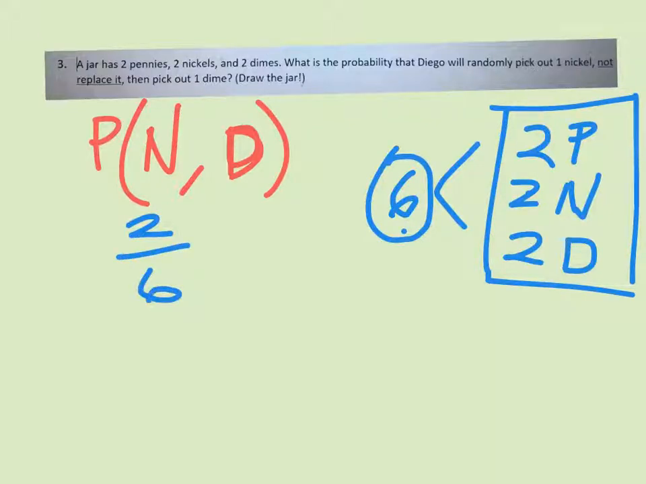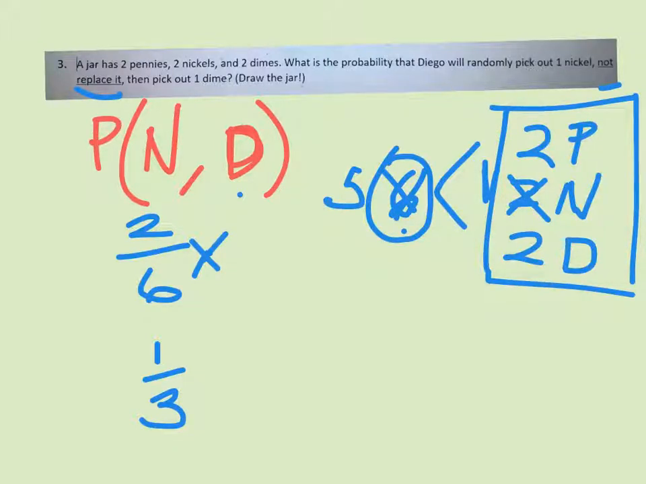All right, probability of getting a nickel is 2 out of 6. I'm going to go ahead and reduce that down here to 1/3. All right, then we're going to multiply that by the probability of getting a dime. But when we try for the nickel, we're going to pretend we got it. So the nickel comes out because we do not replace it. It says not replace it. So now we only have 1 nickel in the jar, and we only have 5 total.